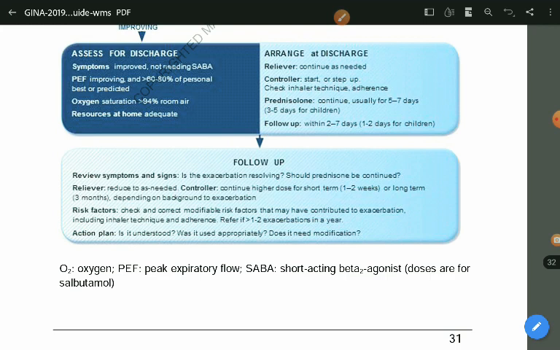Then we need to assess if the action plan is understood. Nurses, this is our responsibility. Was it used appropriately or does it need modification? So this is our algorithm, no, for our asthma pedia clients.